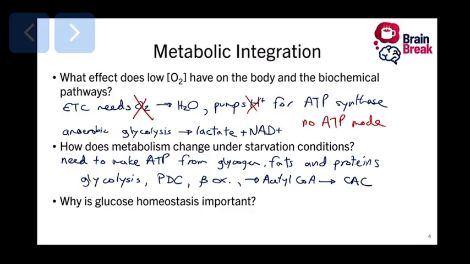All right, last question. What about glucose homeostasis? Go back to Mentimeter. Why is glucose homeostasis going to be important? Yeah? I'll let you think about that for a second.